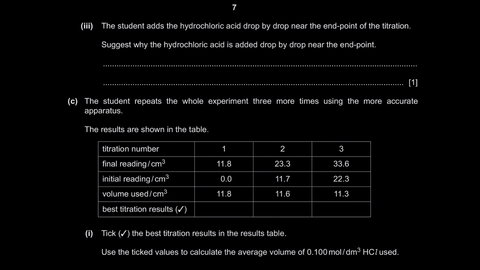A student adds hydrochloric acid drop by drop at the end point of the titration. Suggest a reason for this. You don't want to go past the end point. How do I phrase this? Suggest why adding the hydrochloric acid drop by drop prevents the student from going past the endpoint. Or in other words, so we do not mess up our value, and we can determine the exact volume of the acid used to neutralize the lime water we have.